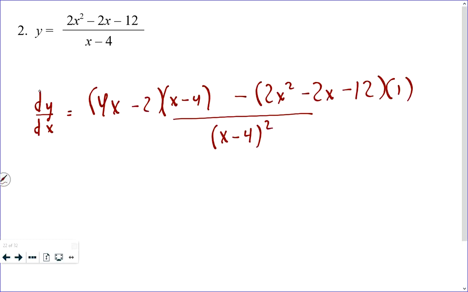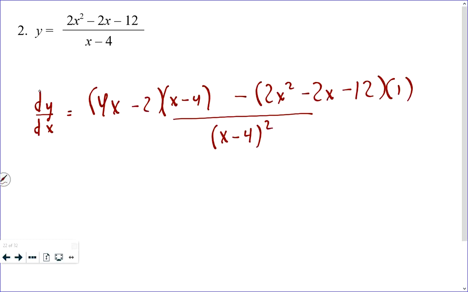Double check our work, my work, your work. The derivative of the top is indeed 4x minus 2. Imagine there was a time where you had to find the derivative of 2x squared minus 2x minus 12 using limits. It's 4x minus 2. You're in agreement, I hope? Okay. Times the bottom, x minus 4 minus the top times the derivative of the bottom.